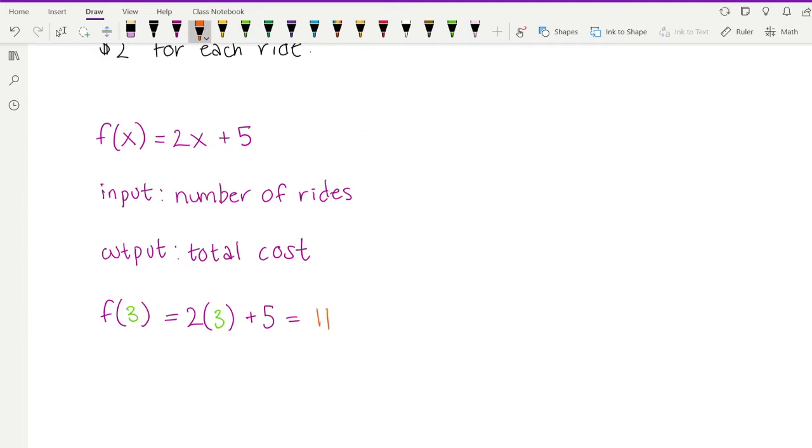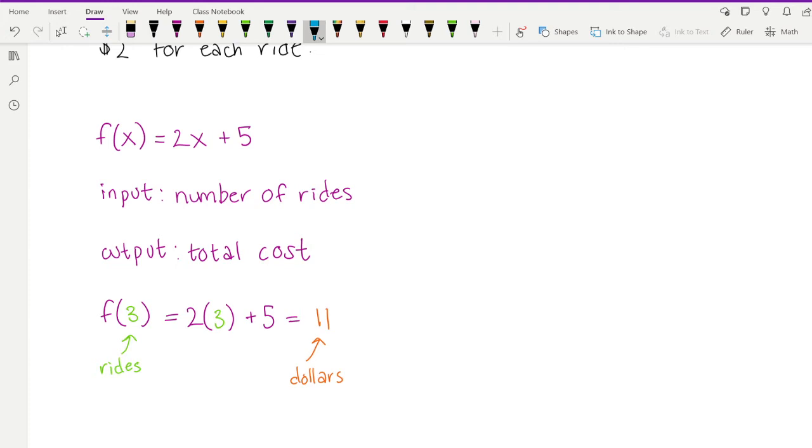And so what does that number 11 represent? Well, that represents the number of dollars, right? Or the cost, maybe I'll say it this way. Actually, I'm going to just write dollars. So it represents the cost, but specifically it's referring to dollars, right? $11, whereas this 3, that's referring to the number of rides. So input is rides, output is dollars.